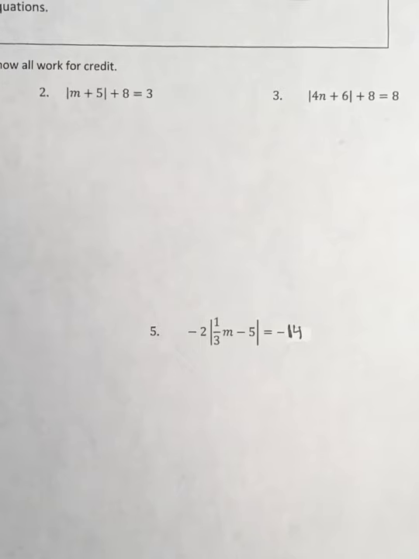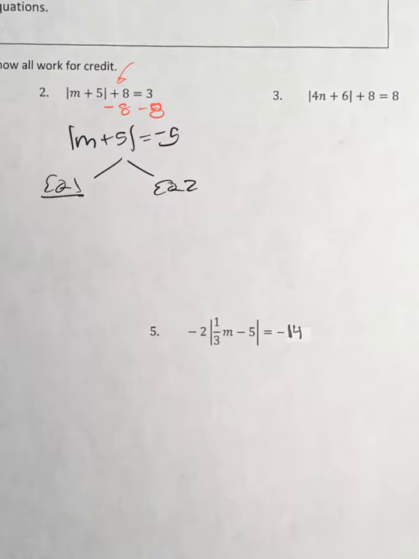Okay, number 2. Step 1, isolate the absolute value. Notice that we have an add 8 outside the absolute value, so we have to undo adding 8. And that gives us absolute value m plus 5 equals negative 5. And then normally you would write 2 equations, right? But wait a minute, stop. Right, that's my stop sign.